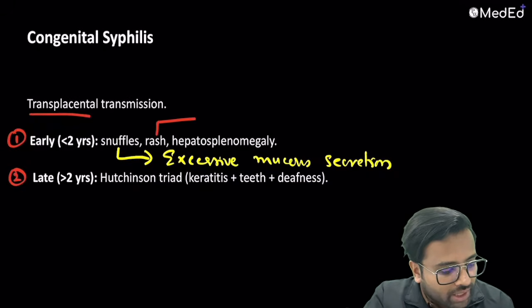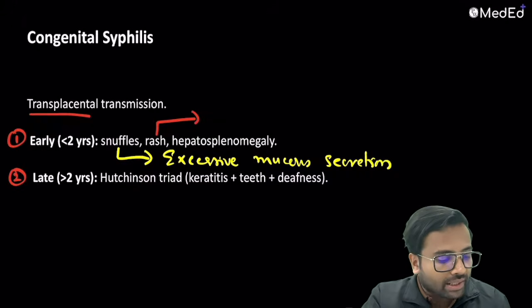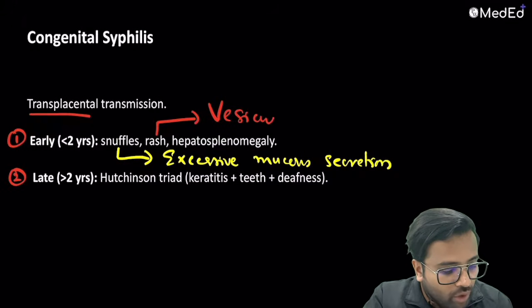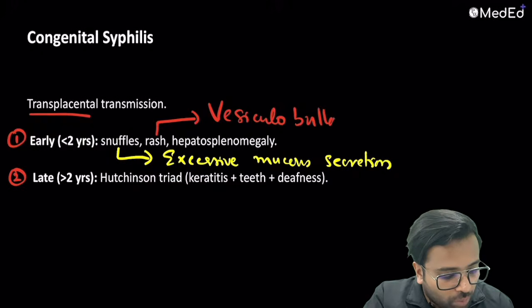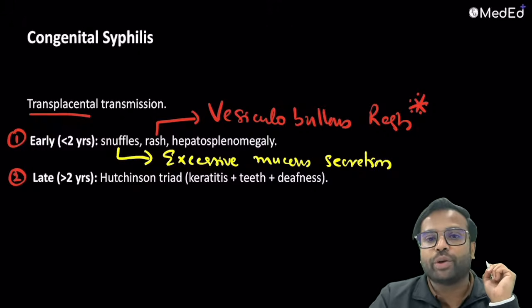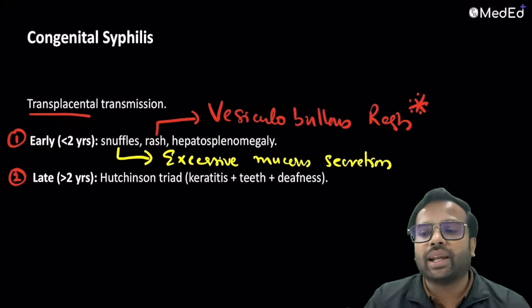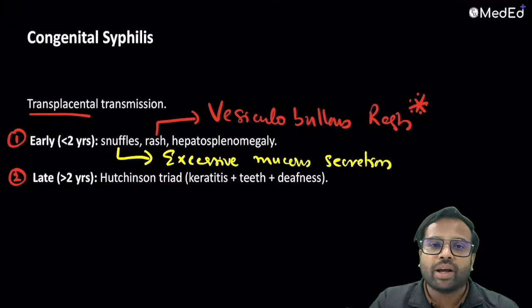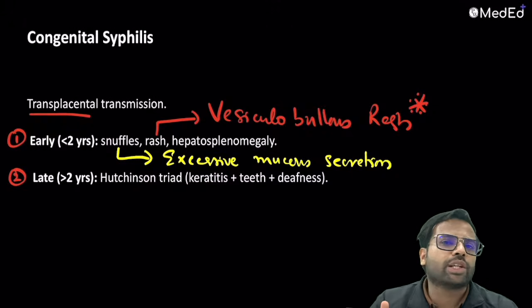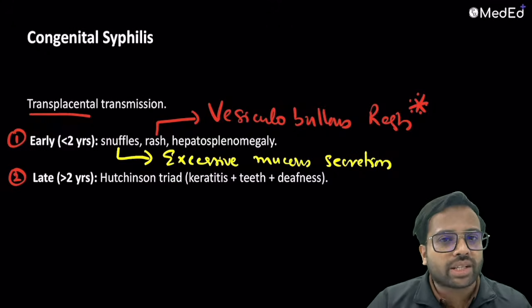ये जो rashes हैं, which you can see in the case of a congenital syphilis, they are usually vesiculobullous rash, and this is going to be a very important point for your exam. रीज़न क्या है? Can you please try to recollect कि हमारा जो discussion में मैंने बोला था कि primary syphilis में क्या होता है, it is usually a genital ulcer और कोई skin rashes नहीं है.